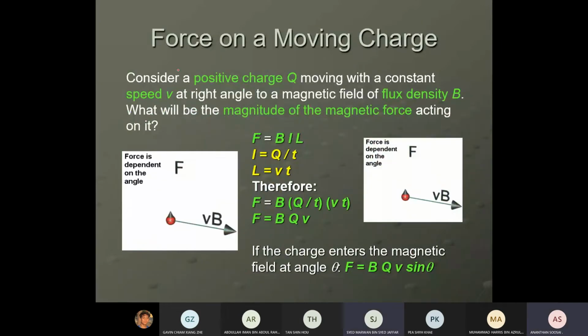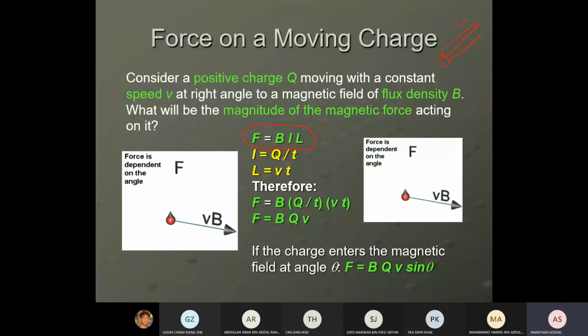So a positive charge is moving with a constant speed v at a right angle to the magnetic flux density. What will be the magnitude of the force? So how do you find the force formula? Now you get a new force formula for the charge. We work it out from F equals BIL for a current carrying conductor. A conductor of length L carries a current. What is the force? BIL.